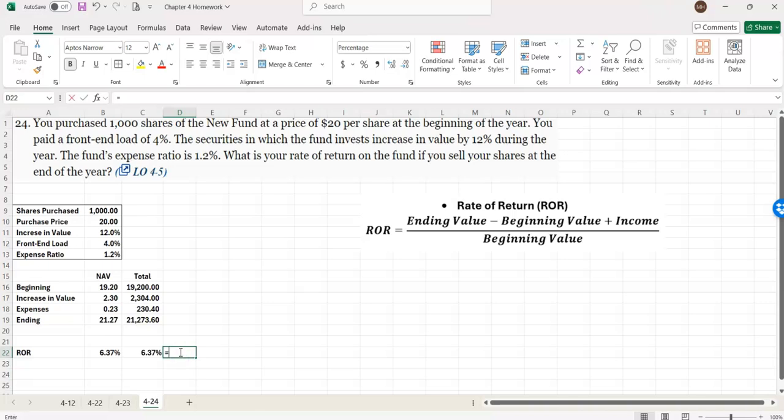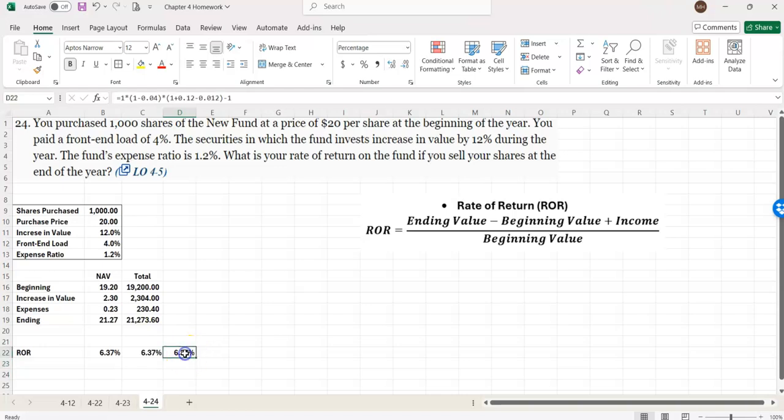So you just equals 1 times 1 minus 0.04, the load, and then we multiply that by 1 plus the growth minus the fees, and then we subtract 1. If I did this correctly, I should get 6.37%.